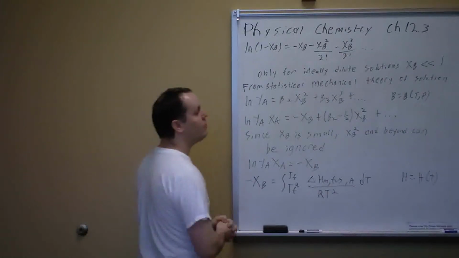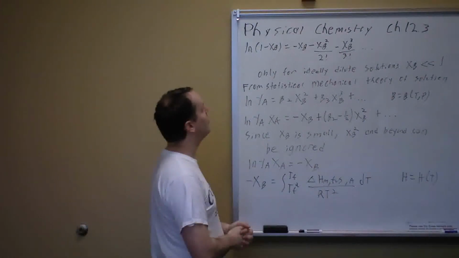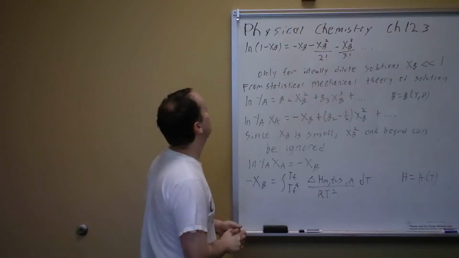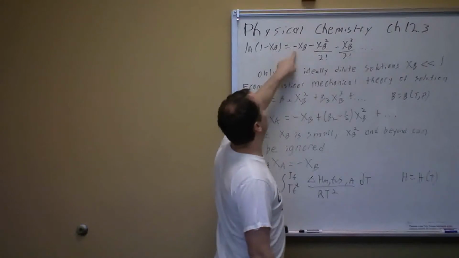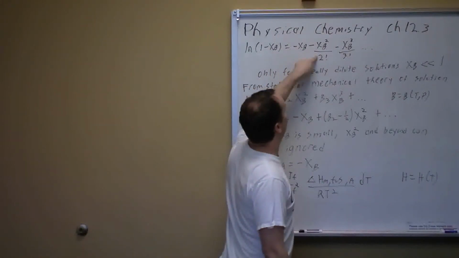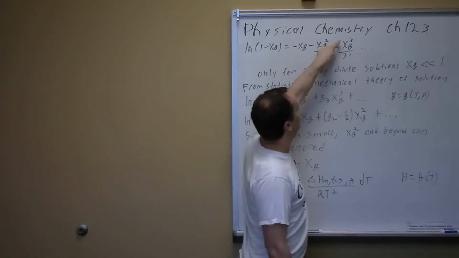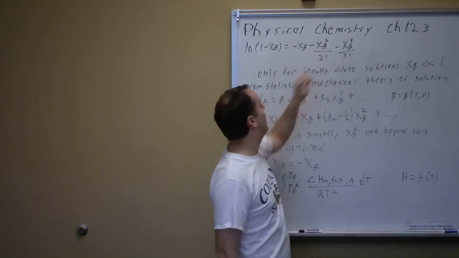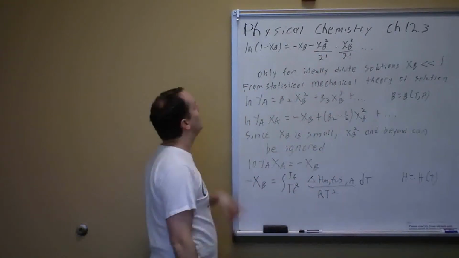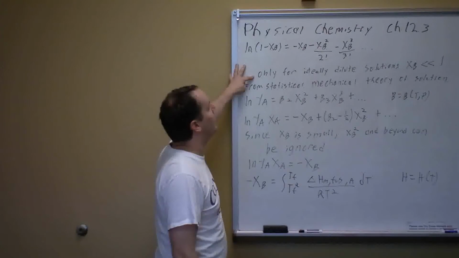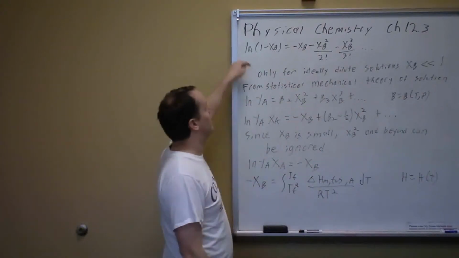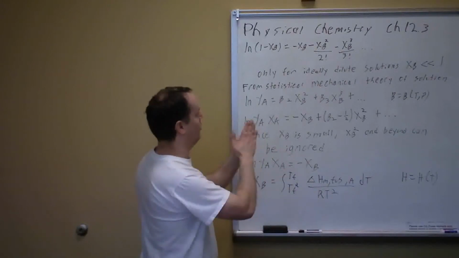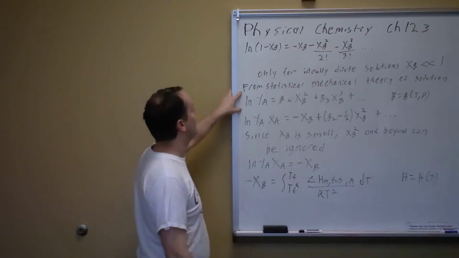Continuing on physical chemistry, chapter 12, we're still in section 3. So we showed how, using the Taylor series, the natural log of 1 minus the mole fraction of B is equal to minus xB squared over 2 factorial, minus xB cubed over 3 factorial. Yes, these are all minuses, and that goes forever. So this is only going to be true for an ideally dilute solution, though, where xB is much less than 1, because it's a Taylor series. It's really only true in a small range.